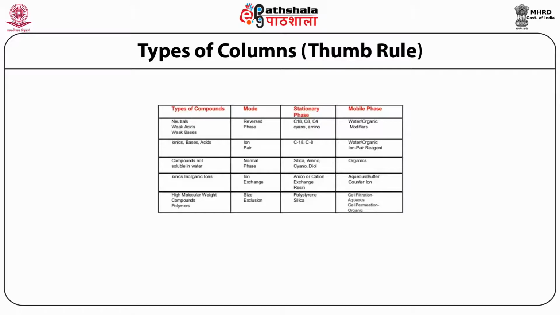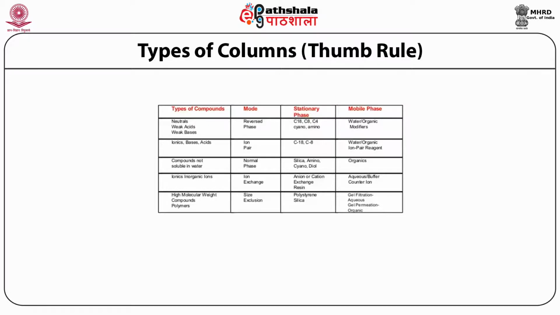Typically the mobile phases used here are water or organic modifiers. The second type is ionics, bases and acids. For this kind of compounds, you may prefer to have an ion pairing reagent, because sometimes it is very difficult to elute some types of compounds. Especially simple aliphatic compounds are very difficult to elute from a C18 column. Therefore, ion pairing agents are used. These ion pairing agents form some sort of bonding with the analyte, which makes it temporarily hydrophobic in the column. Thereby, it can be eluted by either C8 or C18. Again, water along with pic reagents, which are typically ion pairing reagents, are used.